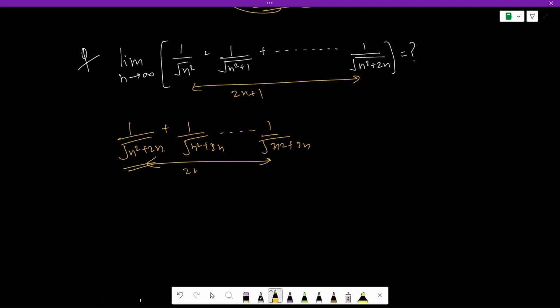then this will be a series that has a value that will be less than this complete series, right? So this is less than or equal to the series that we require, that is n square plus 1 by under root n square plus 1 and so on.